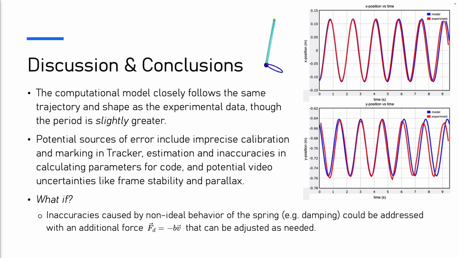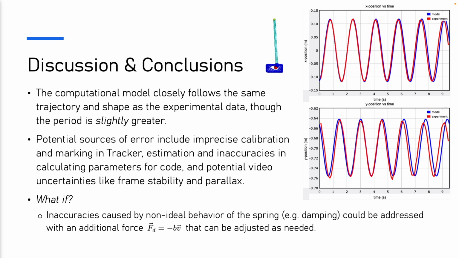Well, overall, the computational model closely follows the same trajectory and shape as the experimental data, though the simulated period is slightly longer. Some likely sources of error include calibration or marking inaccuracies in Tracker, small rounding errors when determining parameters, and potential video distortions such as parallax or frame rate inconsistencies.